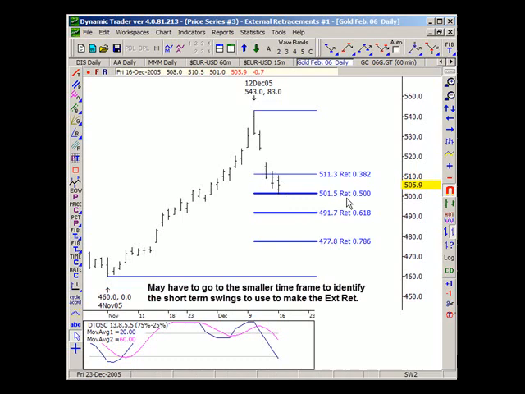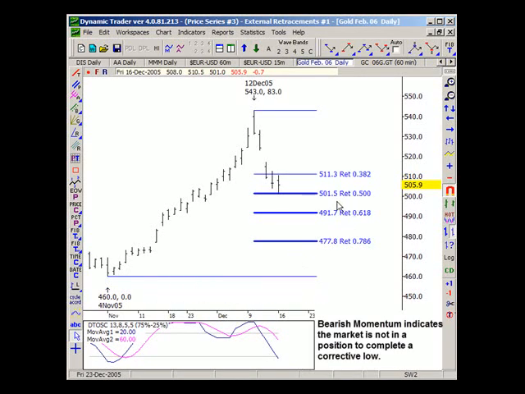Well, before we go to the 60-minute data, let's look down at our daily momentum, and it's still bearish and nowhere near the oversold zone. So at least with the DT oscillator, this is indicating the market will be sideways to down for several days. So more than likely, this tagging the 50% retracement is not going to complete the correction.